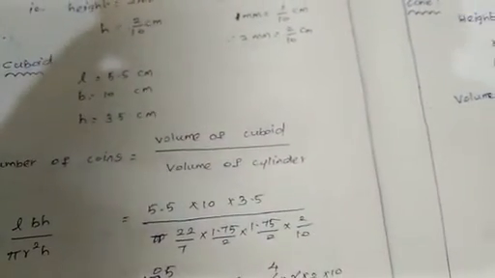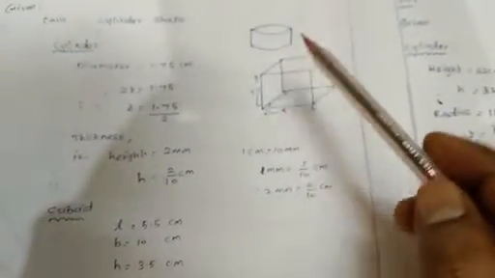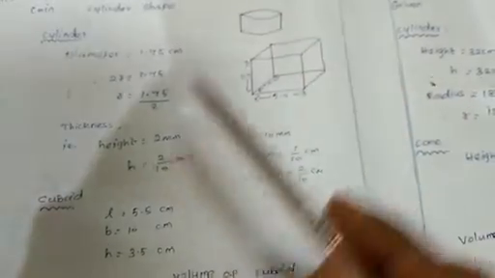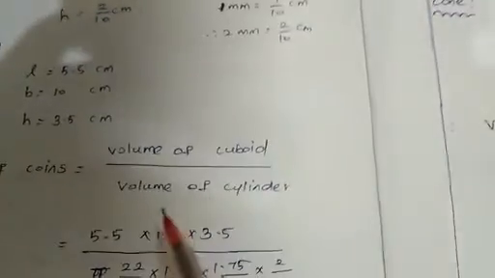So already we discussed, we need to find the number of coins, which means we need to find their volume, and finally divide the bigger volume by the smaller volume. We can get the number of coins. The volume of the cuboid is bigger and the volume of the cylinder is smaller, because we are asking how many silver coins can be formed using this dimension. So volume of cuboid divided by volume of cylinder.